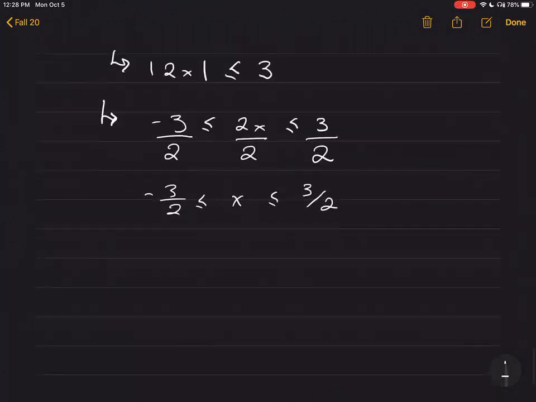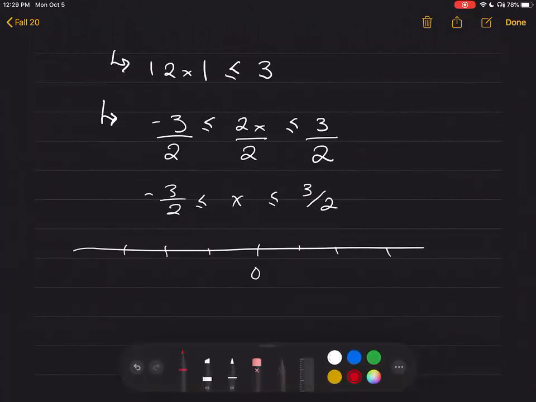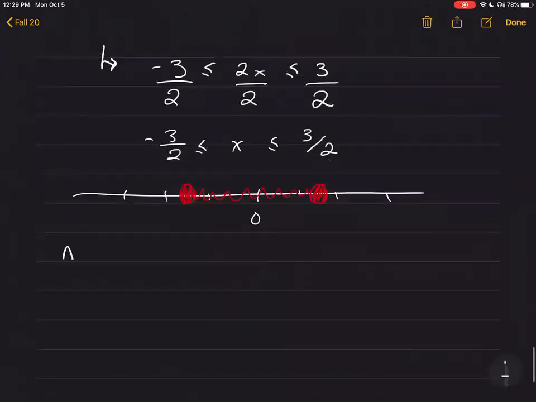If we draw this on a real number line, 0, x is between -3 halves inclusive and 3 halves inclusive, and it looks like this. And so our answer would be including -3 halves to 3 halves.